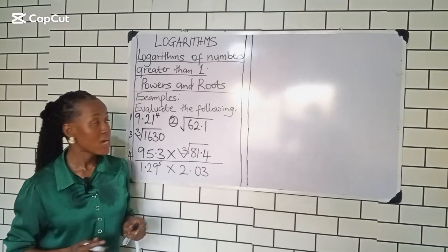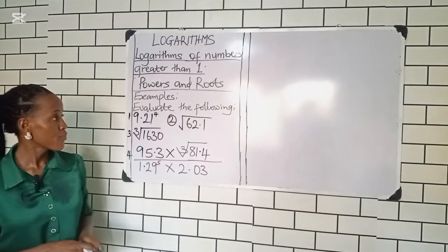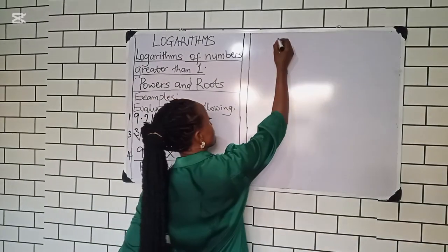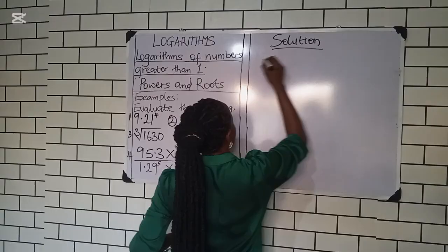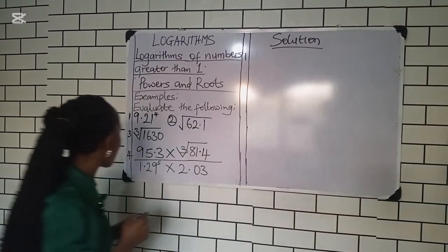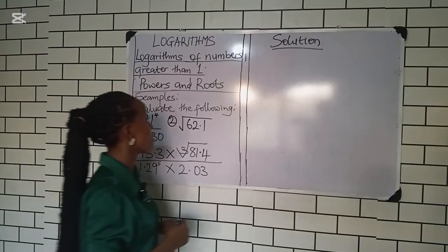Now moving further, we have powers and roots. Solution. Number one, here we have: evaluate the following. We have 9.21 raised to power 4.